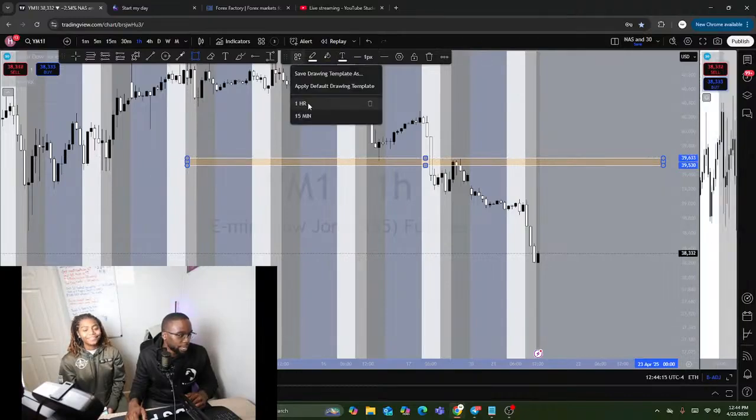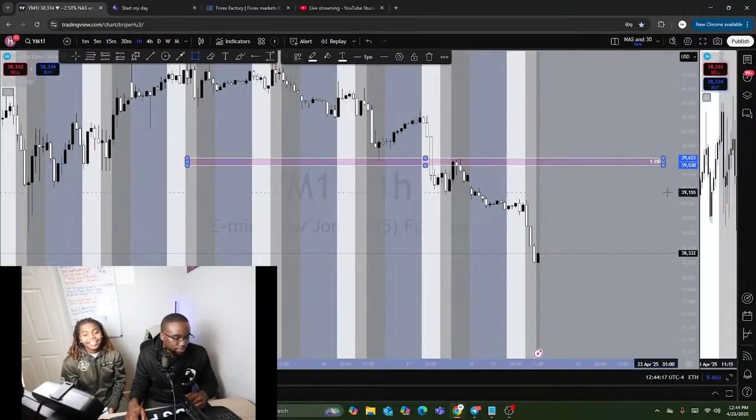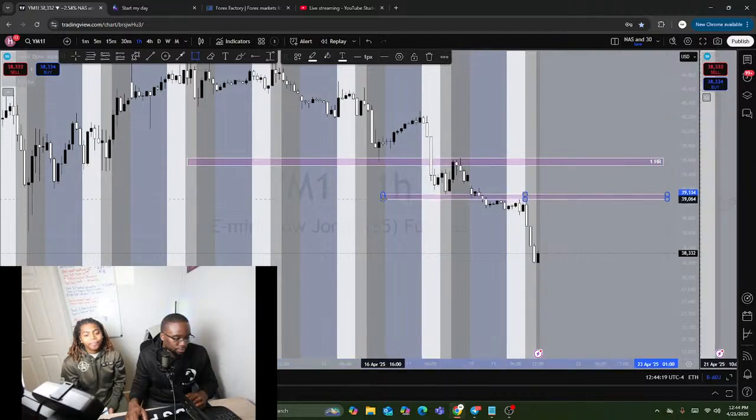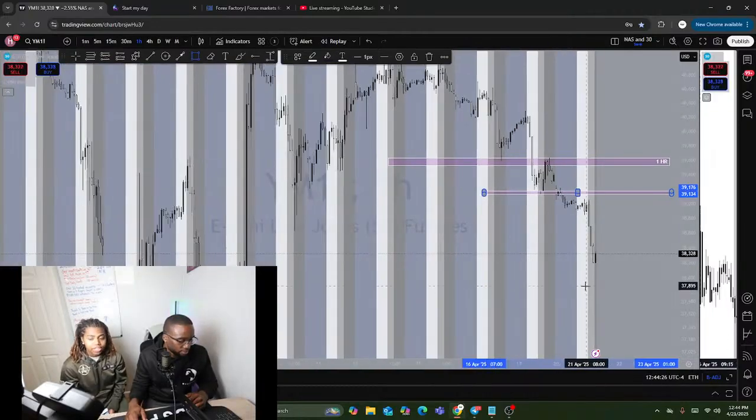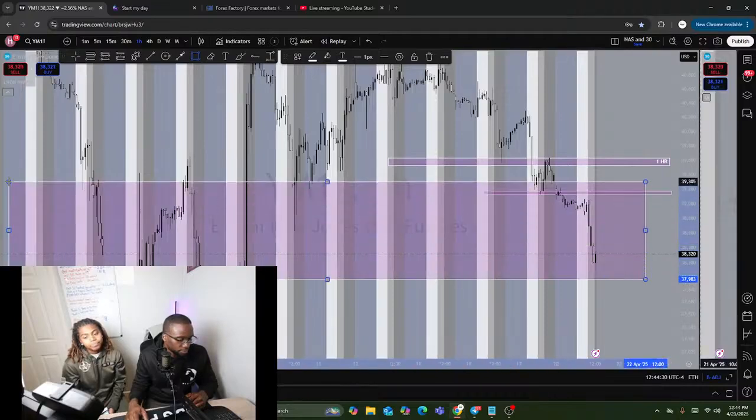So I'm marking out my areas of interest right now. The same areas he marked out is what I marked out on my chart. He did help me with that today.